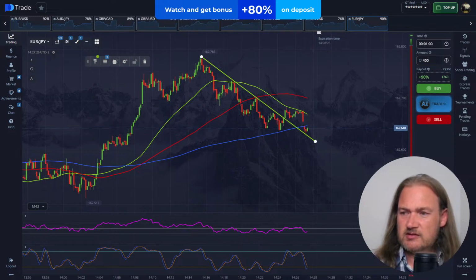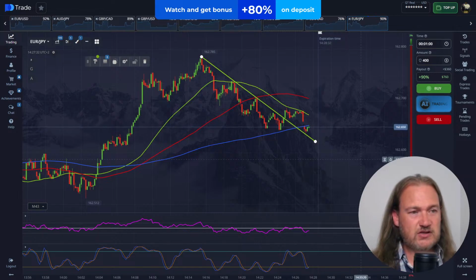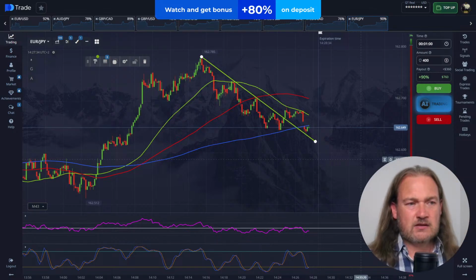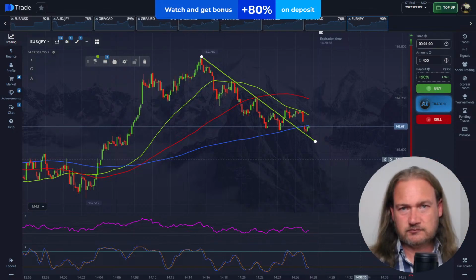Price is either going to go up or go down. There's always just those two options. And all we need to do is determine which way is more likely.